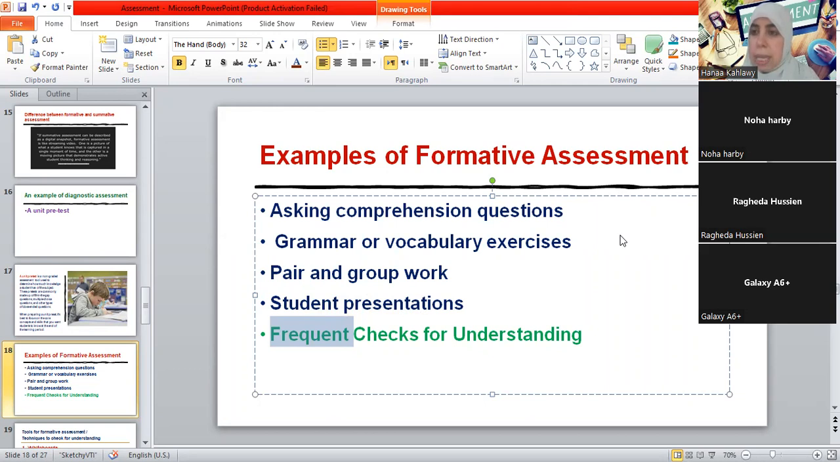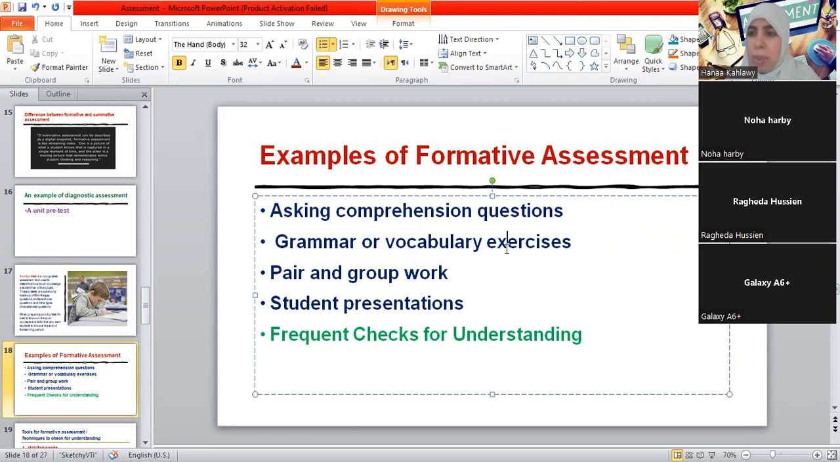comprehension questions. Exactly. So asking comprehension questions, Raghda uses comprehension questions. If you remember, concept checking questions to check our students' understanding. And as you said, the grammar and vocabulary exercises. Yes, when my students did the exercises well, not perfectly, they can do well, and I can give them after that some support and some help.